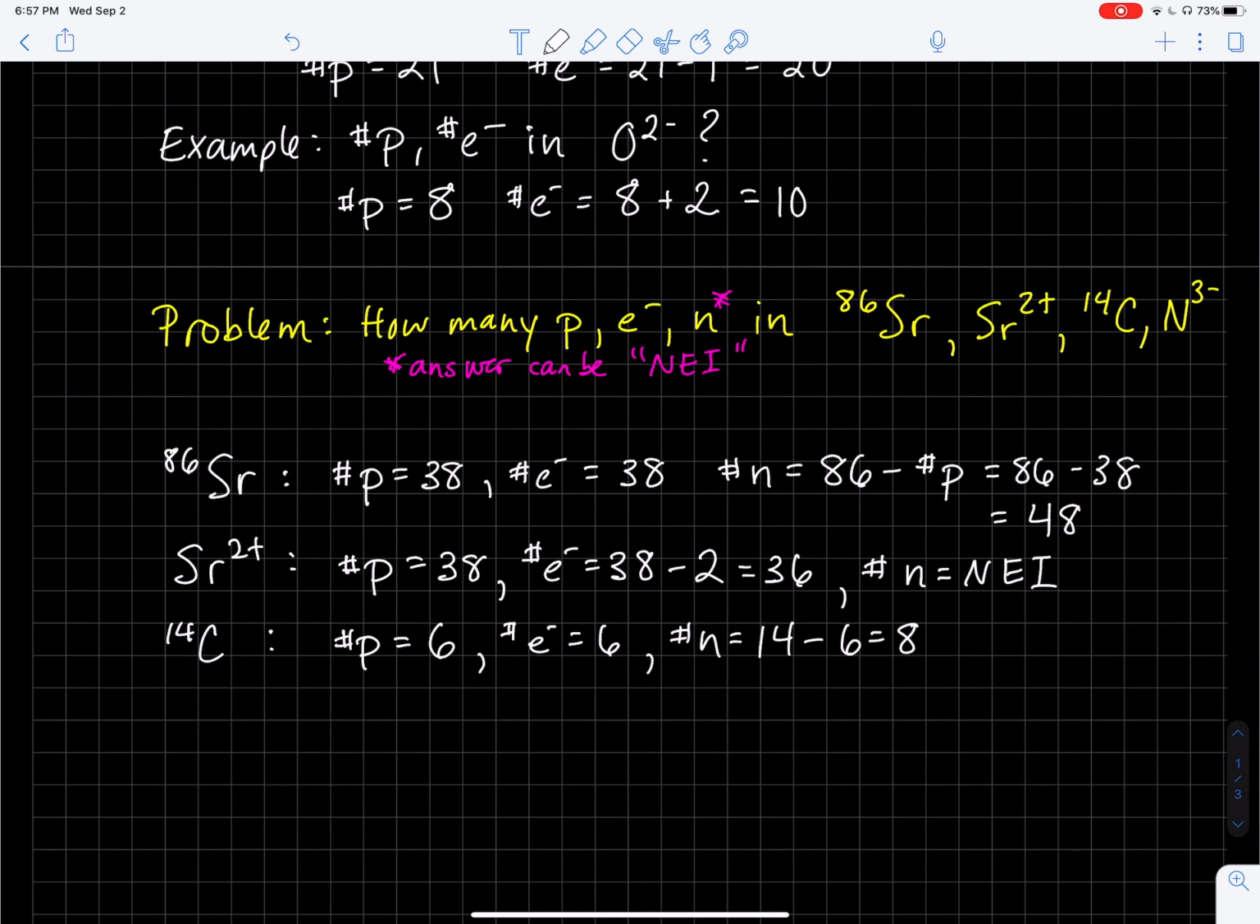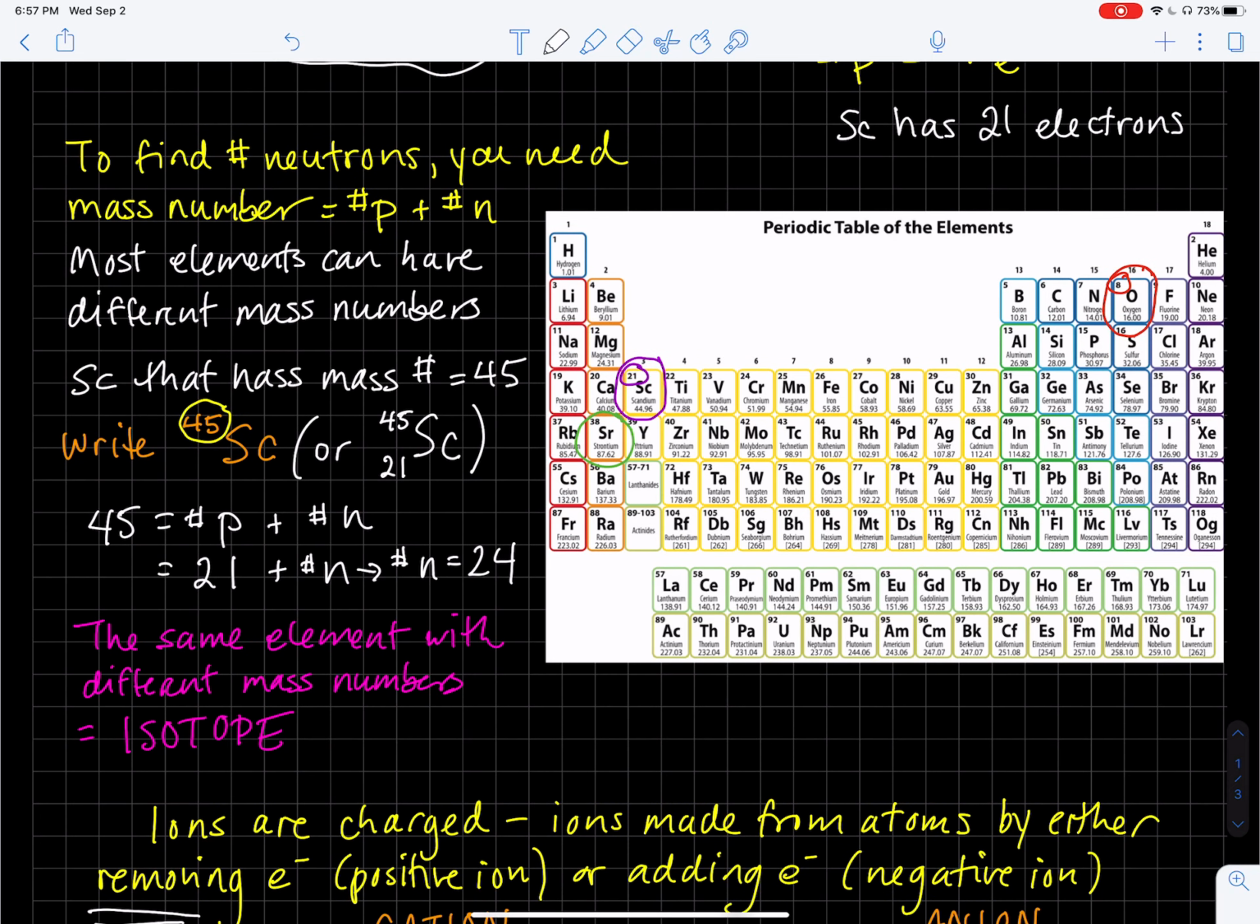Carbon 14 you might know from carbon dating. It's radioactive, it's not stable. So that would decay, meaning the nucleus would turn into something else. But that's nuclear chemistry.